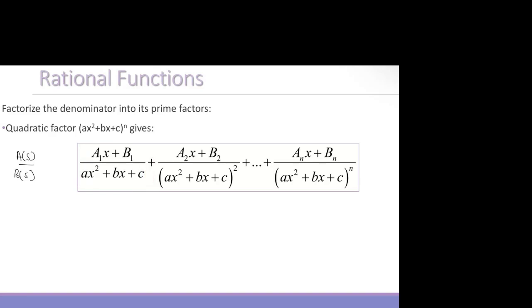plus a second fraction, (a2x + b2) over (ax squared + bx + c) to the power of 2, and then you add up these fractions up to the power of n. Lastly, the power must be equal to n. So you will have several fractions added together. Later on, you will solve to find the constants a1, b1, a2, b2, an, bn.